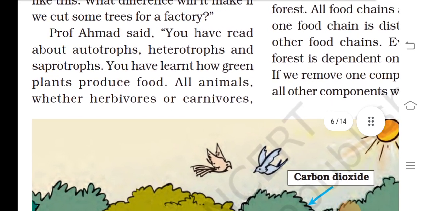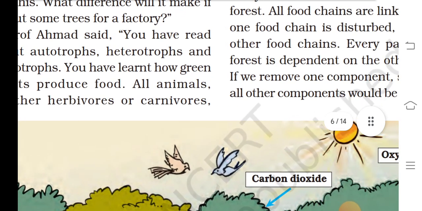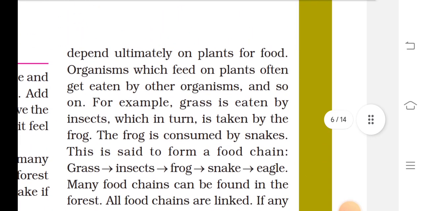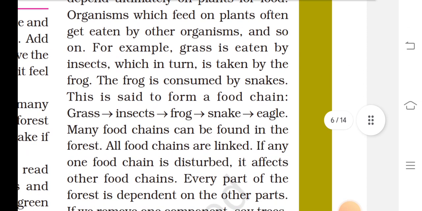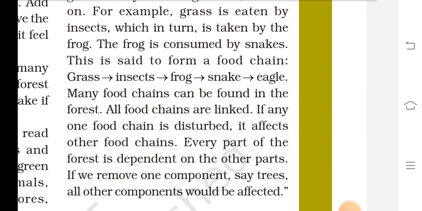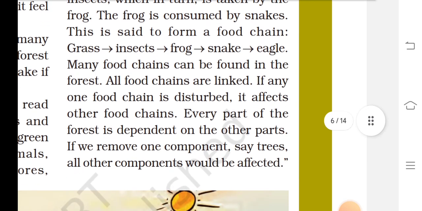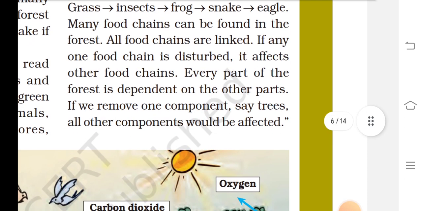You have learned how green plants produce food. All animals, whether herbivorous or carnivorous, depend ultimately on plants for food. Organisms which feed on plants often get eaten by other organisms, and so on. For example, grass is eaten by an insect, which in turn is eaten by a frog. The frog is consumed by a snake. This is said to form a food chain: grass, insect, frog, snake, eagle.